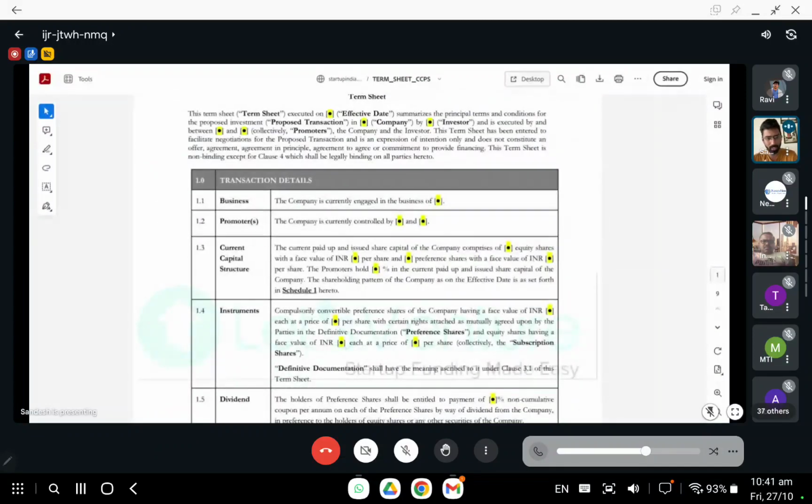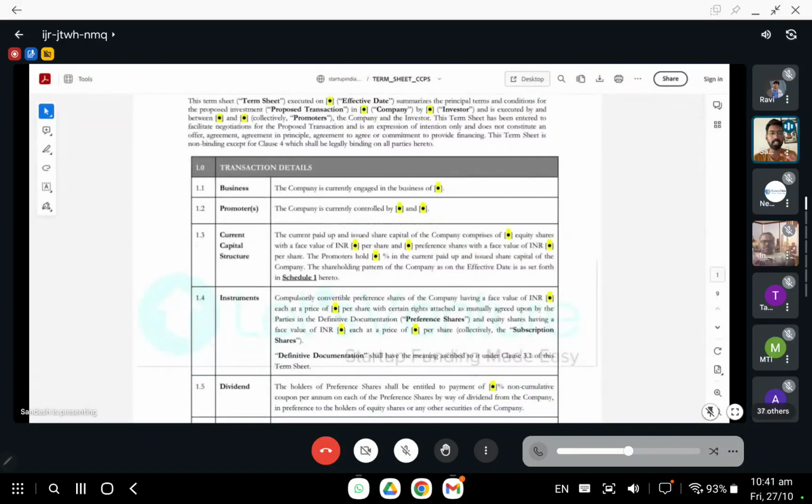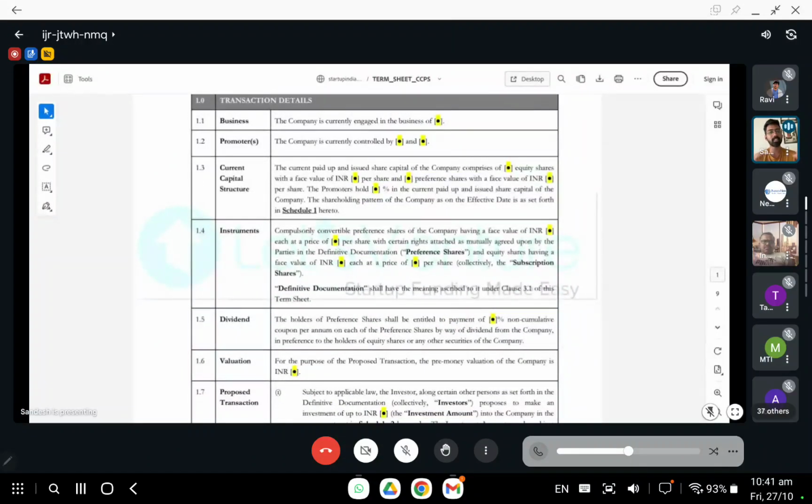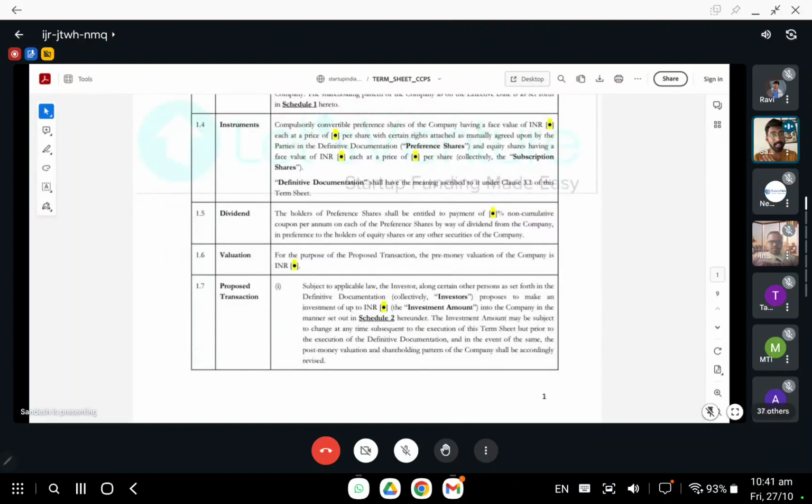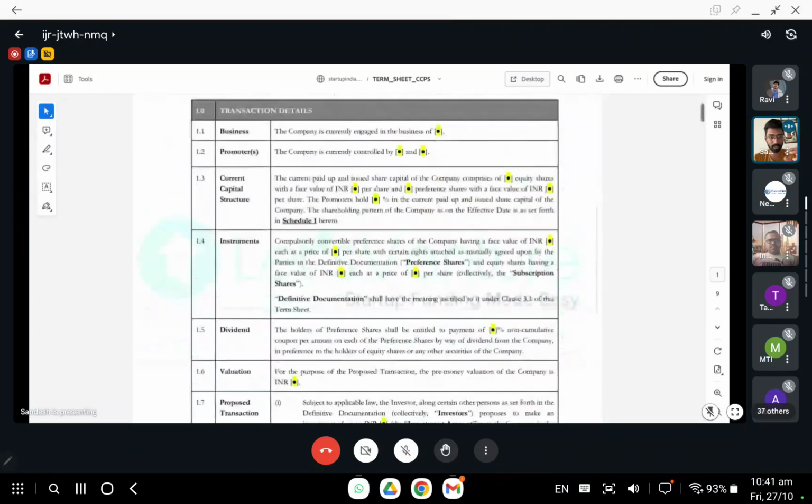Now the first set of transaction documents, the first set of details will have details of the business, details of the founders, what is the valuation of the company, are they investing in CCPS of the company or CCD of the company, right? So the most important bit for the first part of your transaction details or your term sheet is to understand what is the instrument.